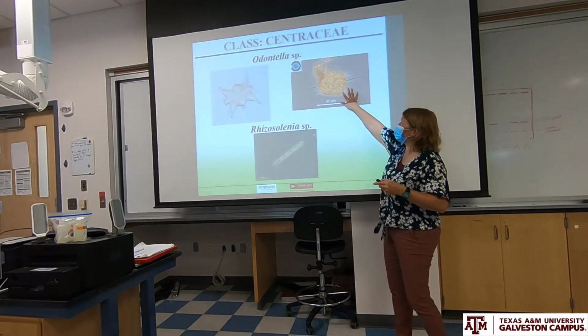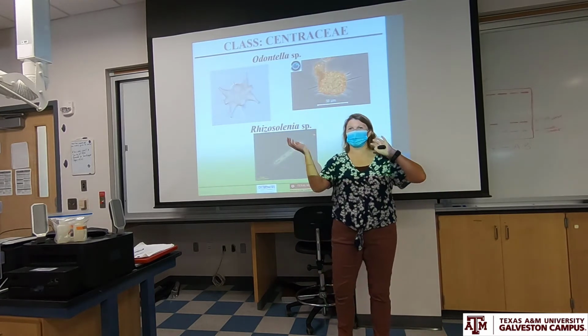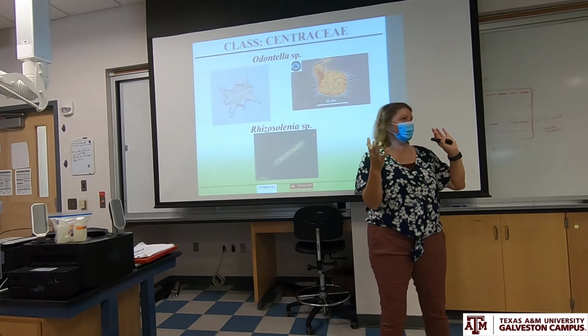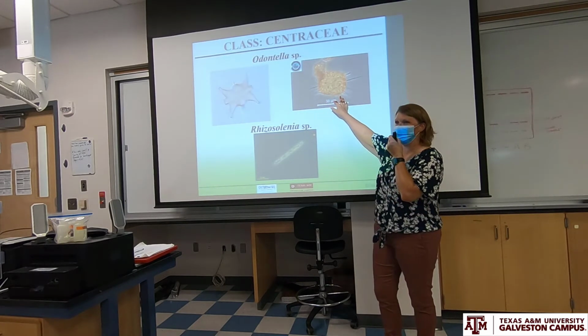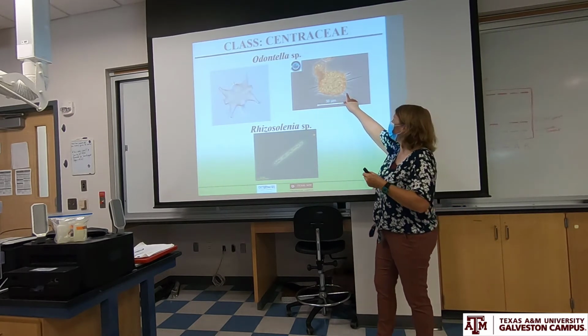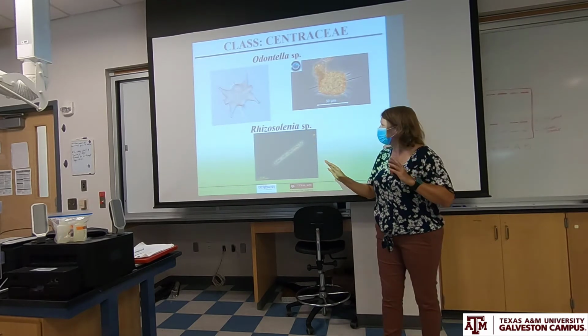Here we're looking at Odontella, and again, these are both Odontella, but looking at different orientations, different views, and they look totally different, right? So we have seen some Odontella, we saw some this morning. They have these four spines coming off of each side of the cell.